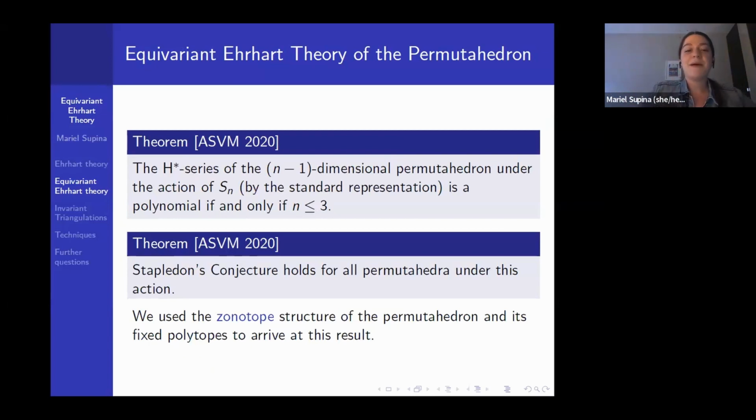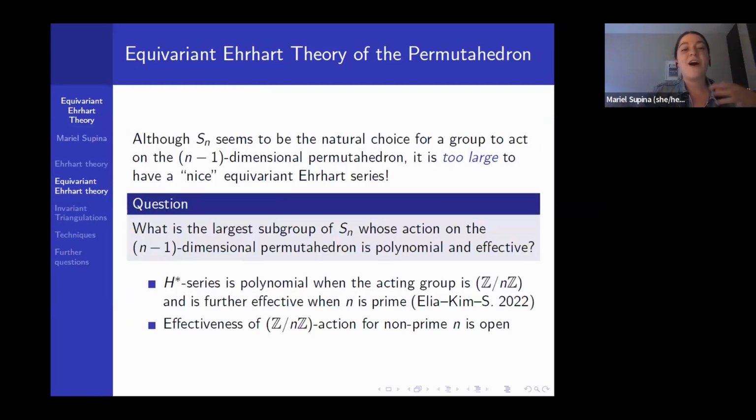group. But in some sense, this almost feels, well, although you would think that the symmetric group would be the natural choice to act on the permutahedron, in the sense of equivariant Ehrhart theory, it's like too big of a group to have a nice equivariant Ehrhart series. And that was very surprising because you kind of want it to be nice, right?